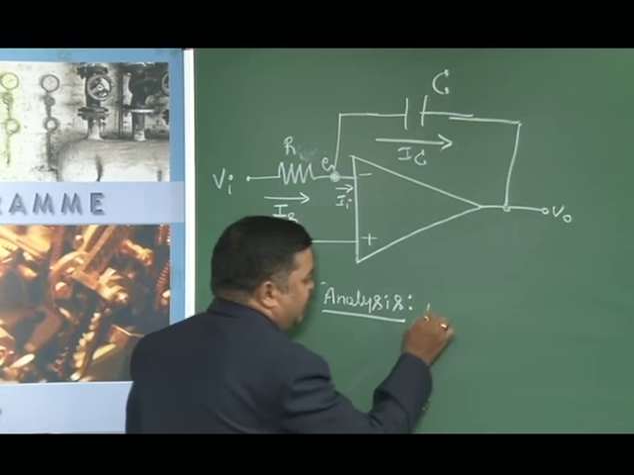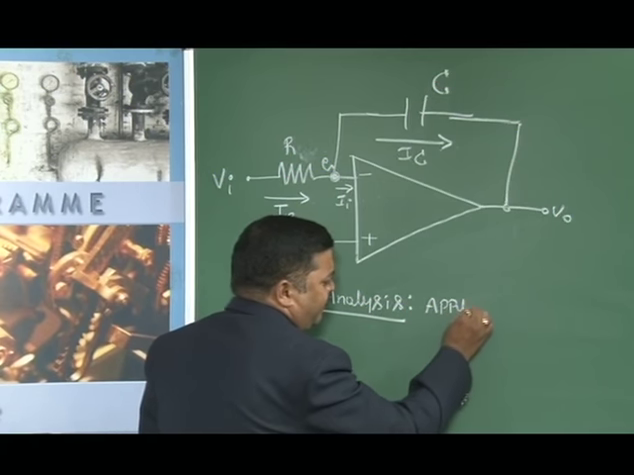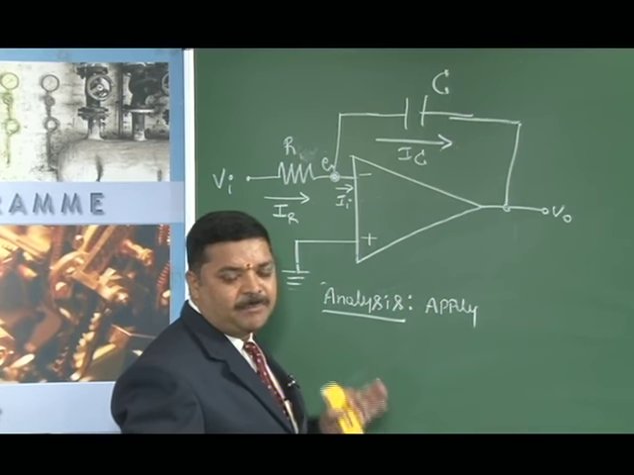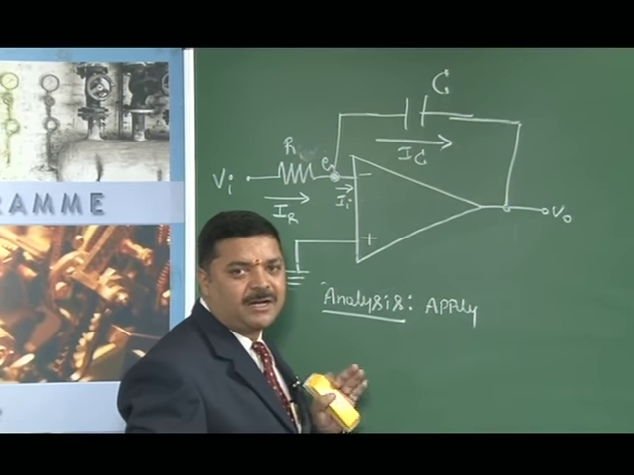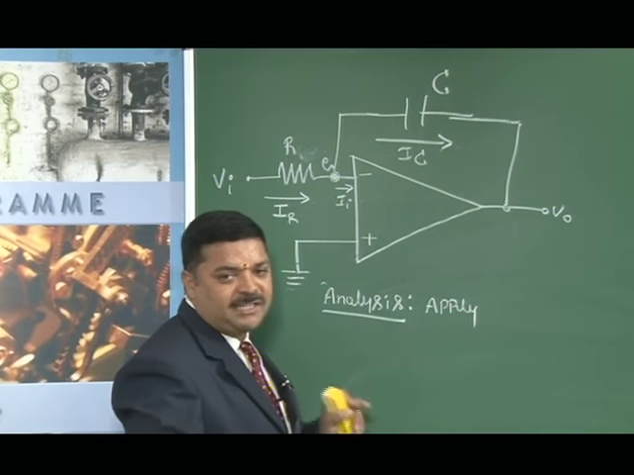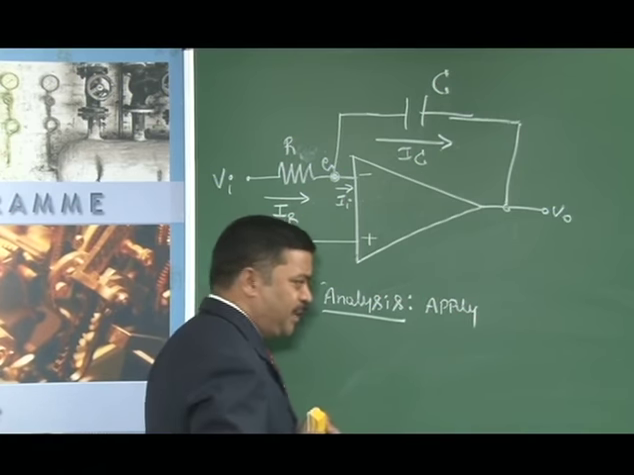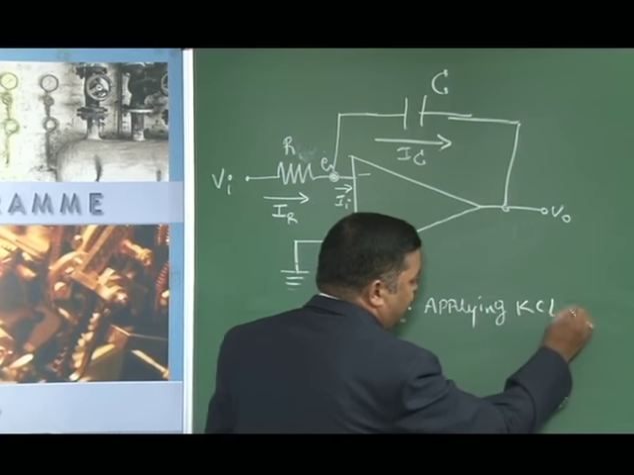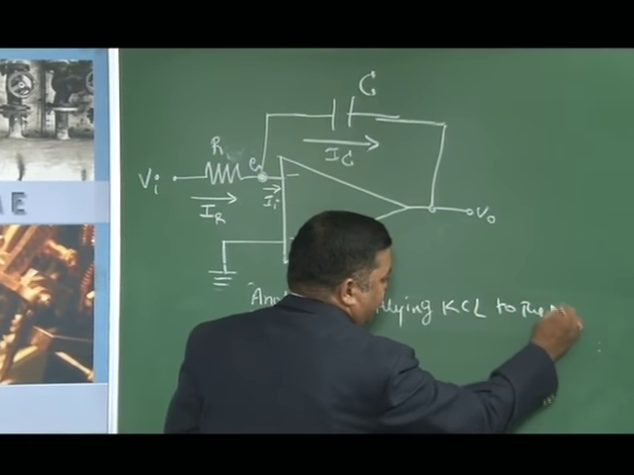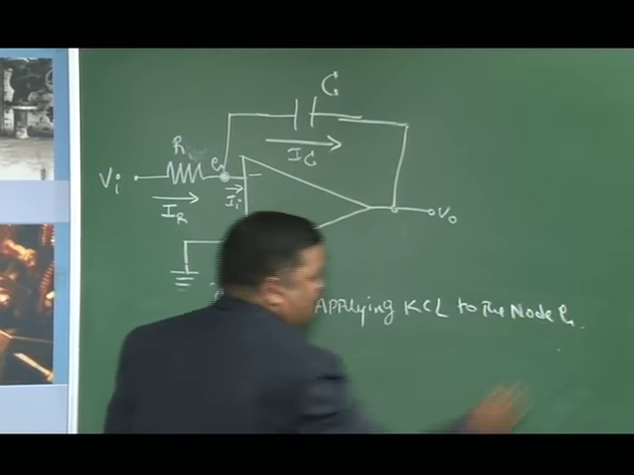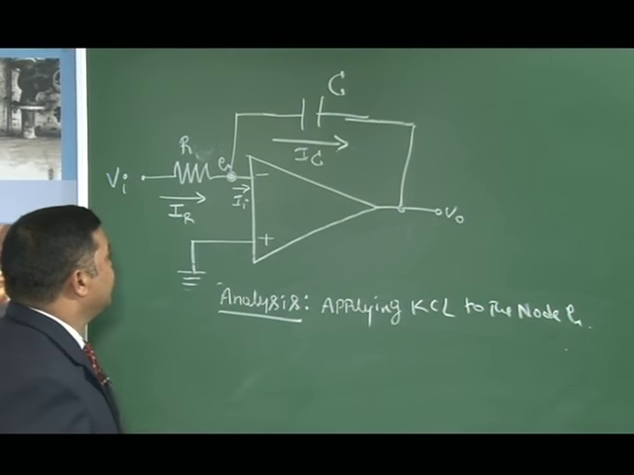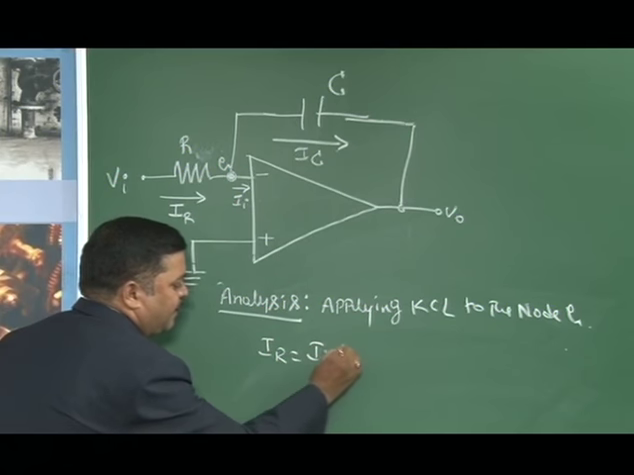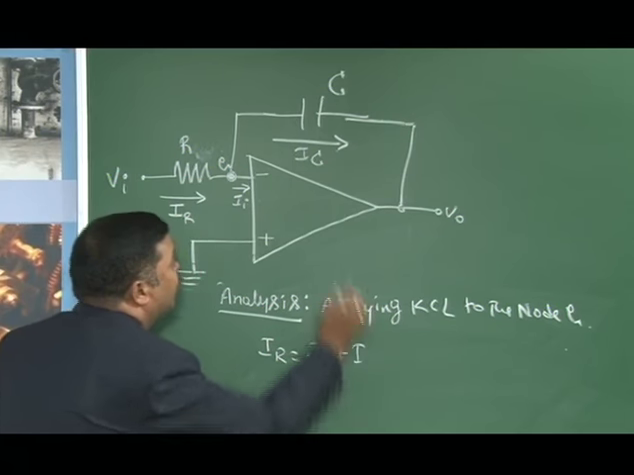So, applying KCL, I told you at the very beginning, so many times, applying KVL, applying KCL and Ohm's law is very important, especially in this particular chapter or module. Applying KCL to the node G, what do we get? IR is equal to II plus IF, II plus IC.